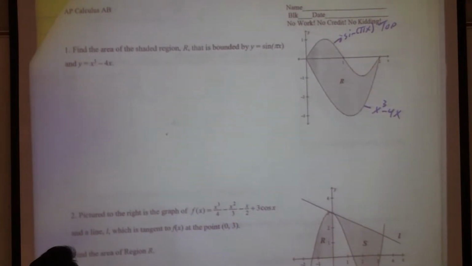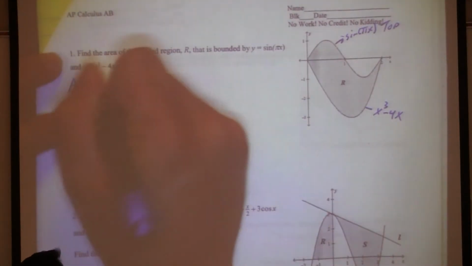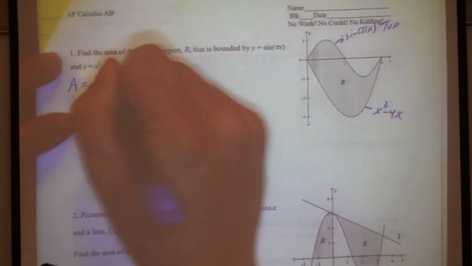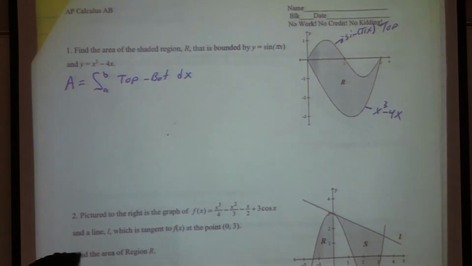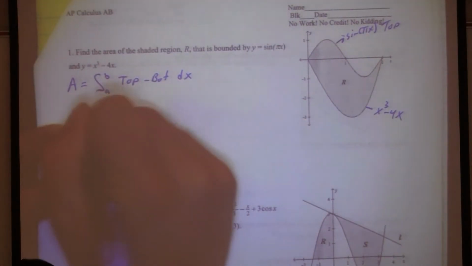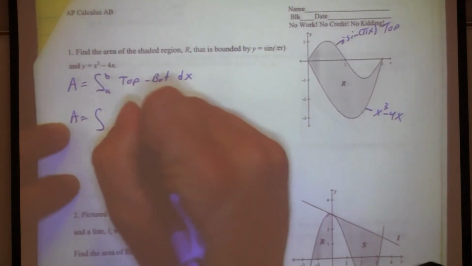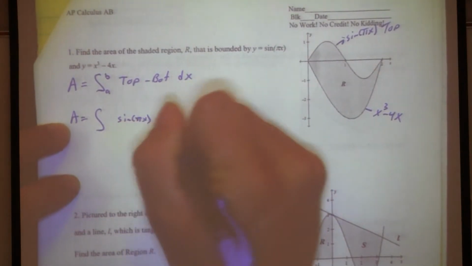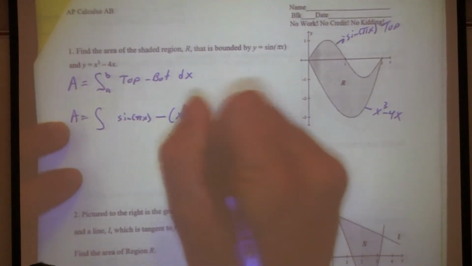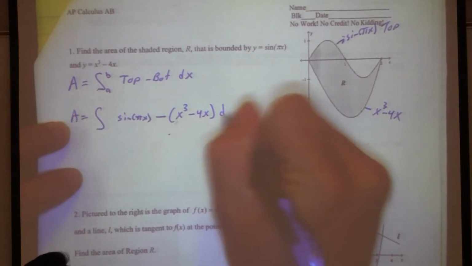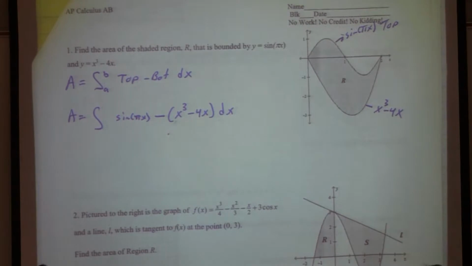Alright, so let's check this out. If I wanted to find the area, we said it had to be the integral from a to b of top minus bottom with respect to x. So which function is the one on the top? So this is going to be sine of pi x minus what? Put parentheses, x cubed minus 4x dx. Do you see how easy it was going to be to just put minus x to the third minus 4x? Okay, you got to be careful. Yes?